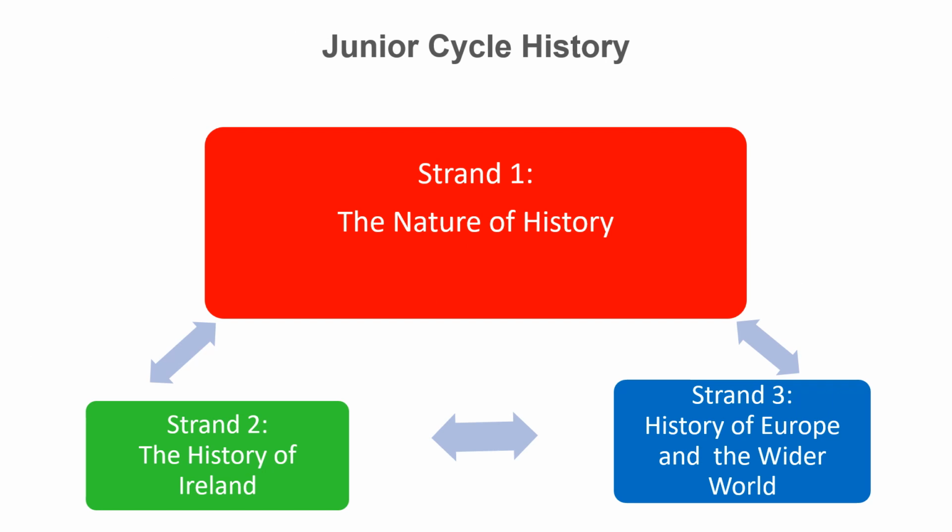The Junior Cycle specification is made up of three strands. Strand 1, the nature of history. Strand 2, the history of Ireland. And Strand 3, the history of Europe and the wider world.